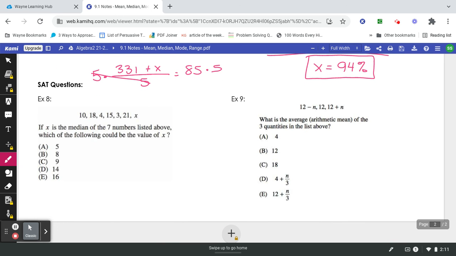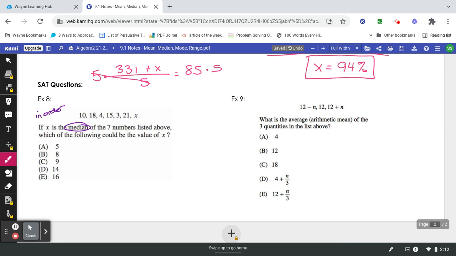Example 8 and 9 are SAT type questions. Covers the same concepts, just asked a little bit differently. If x is the median of the 7 numbers listed above, which of the following could be the value of x? We know with the median, these need to be in order. And x is the median, which means x is the middle number.